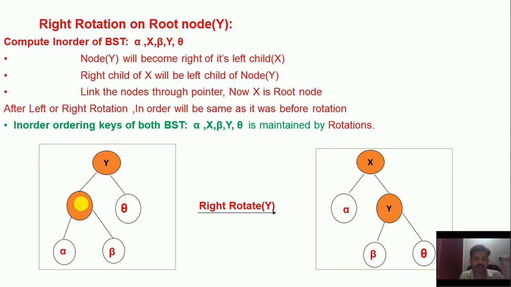And what will happen to this beta value? Obviously the beta value is less than theta, so beta will become a child of y and will be placed at the left side of y, because beta is less than theta. This is like a binary search tree.